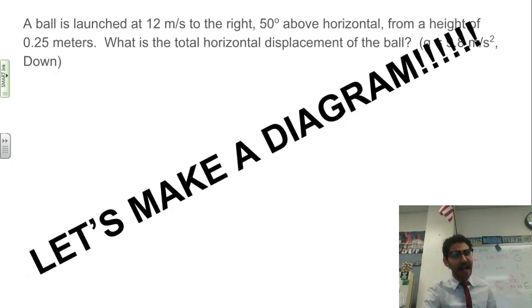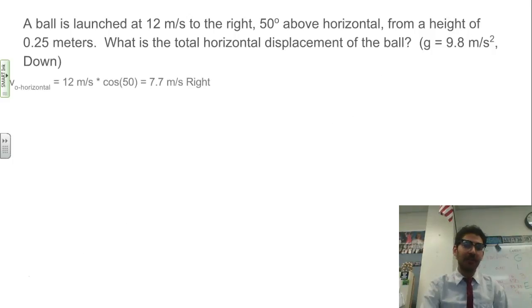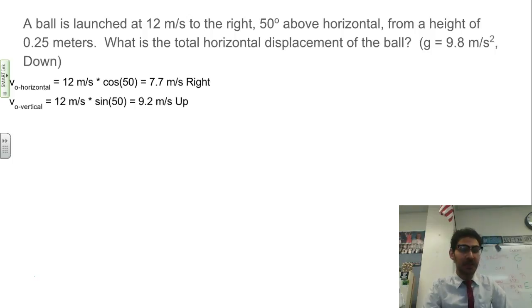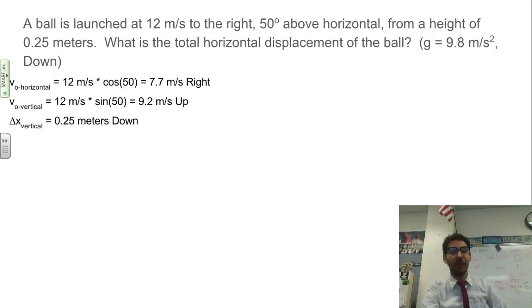So let's make a diagram. But before we make a diagram, let's start pulling out our data. We're going to want to break everything into components because that makes life really easy. So we'll start with our initial velocity, and we're going to bust that into components, the horizontal and vertical components, using our trigonometry functions. We're also going to pull out that our vertical displacement is down. If we're starting at a height of 0.25 meters, at the end of our launch we're going to land on the floor, so we'll be moving a total of 0.25 meters down.